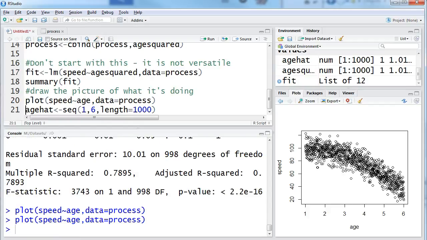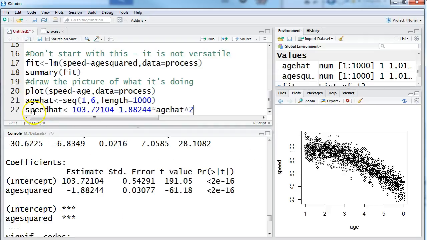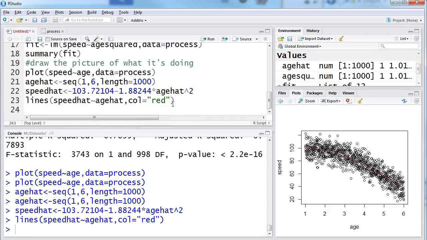Going to start with the original picture, that's what we have, and let's make some ages that we can use for our prediction. They go from 1 to 6. I did 1,000 just so that I have lots of dots to try to draw this curve. And then my prediction equation for the speed is going to be 103.72, and then the negative 1.88 times those predicted age values squared. And let's draw what that looks like with red, because that's my favorite color.